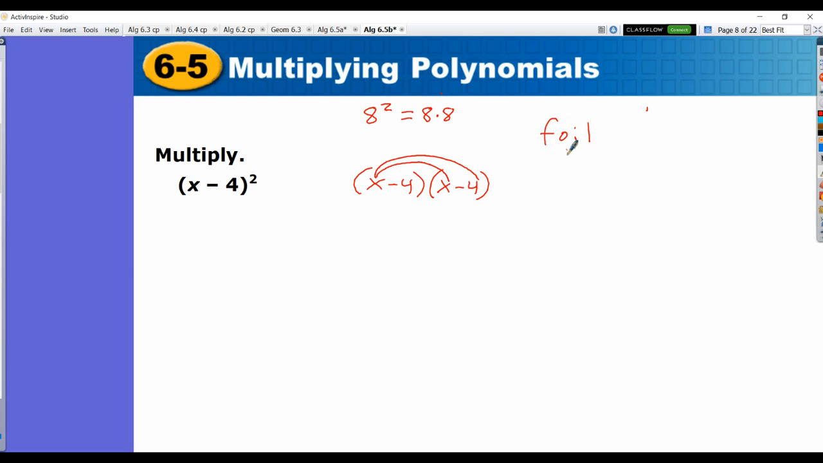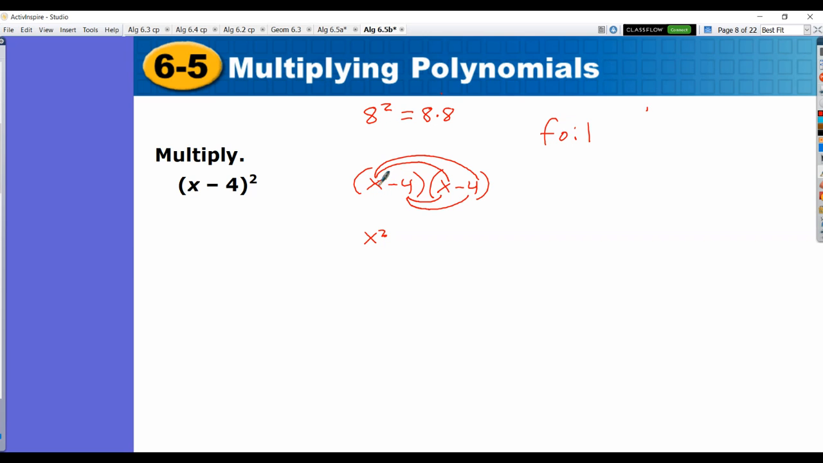Now we have the I and the L. So we have inside with negative 4 and x, and outside, or I mean last, with negative 4 and negative 4. Okay, so there's our curves drawn for FOIL. Now we'll just multiply to see what we get. x times x is going to get me x to the power of 2.